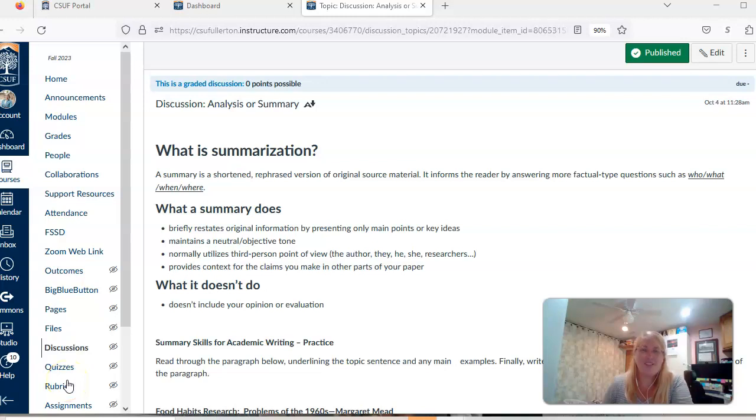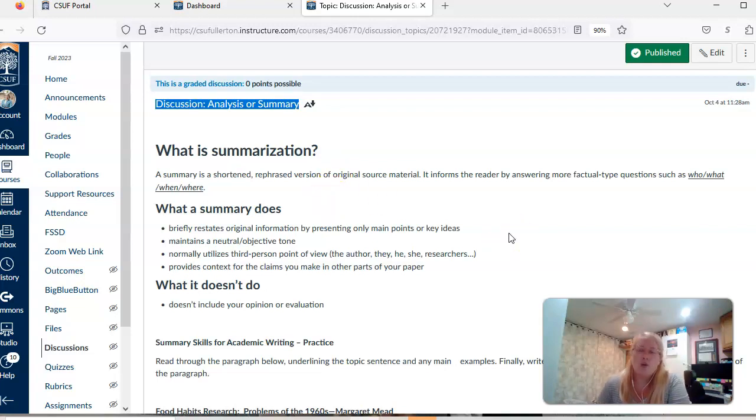Hi, all. Okay, so here is what we would have talked about in class today. Reminder that this is found in your week 7 module. It is called Discussion, Analysis, or Summary. No points, no due date, but it is open for you to submit comments or questions if you have them.